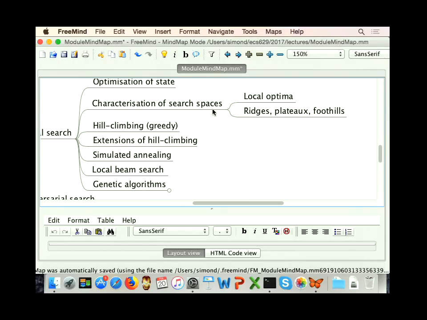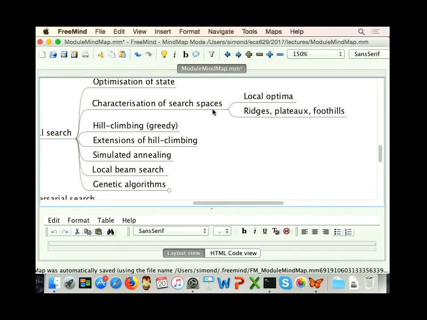So we looked at algorithms for searching these types of optimization problems, the state spaces. And we started with hill climbing and looked at the various extensions of it. Hill climbing is just the greedy approach of saying, I'm in my current state, I look at what actions I can perform, I select the action which increases my utility the most. And if there's none which increases my utility, then I stop, because I can't do any better.